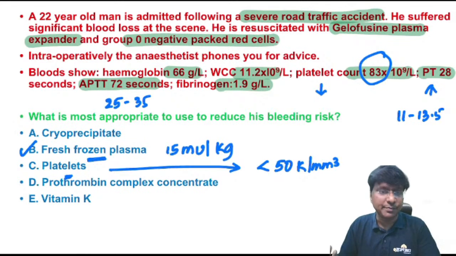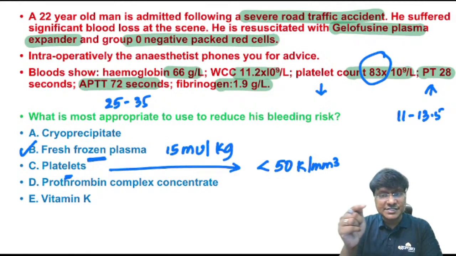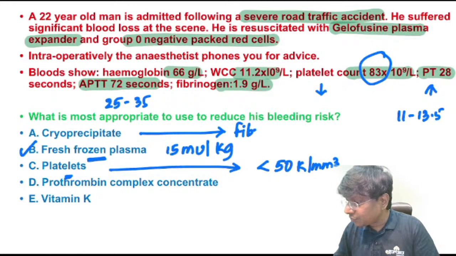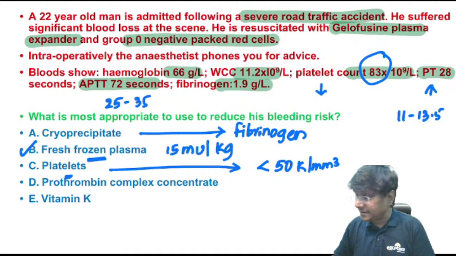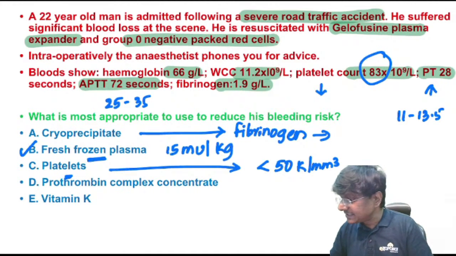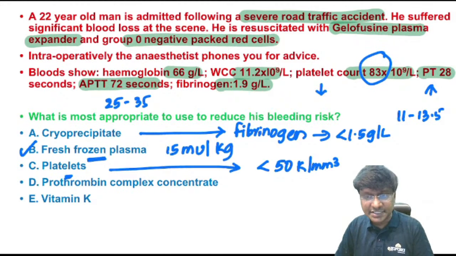Now coming to the cryoprecipitate. See, cryoprecipitate is primarily used to replace the fibrinogen. And what should be the fibrinogen level to give the cryoprecipitate? Your cryoprecipitate should be given when the fibrinogen level is less than 1.5 grams per liter. But our patient has a fibrinogen of 1.9. So cryoprecipitate is not an emergency now.